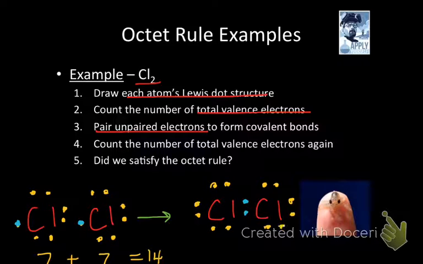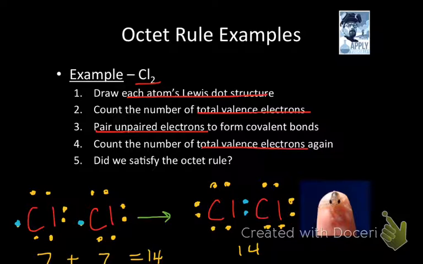Next thing you want to do is draw the rest of the valence electrons around those chlorine atoms, because you don't want to forget them. Because like I said, we don't want the total number of valence electrons to change. So again, you'll count the total number of valence electrons again to make sure that they haven't changed. And yes, now we still have 14.